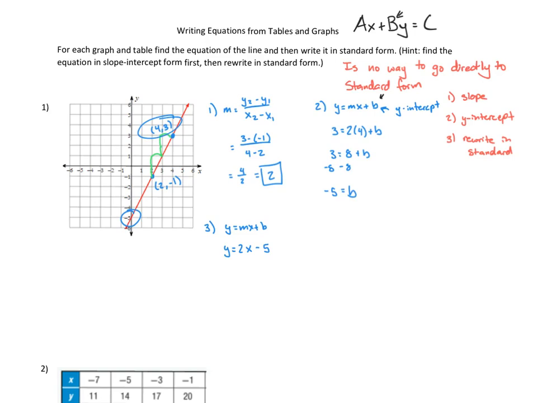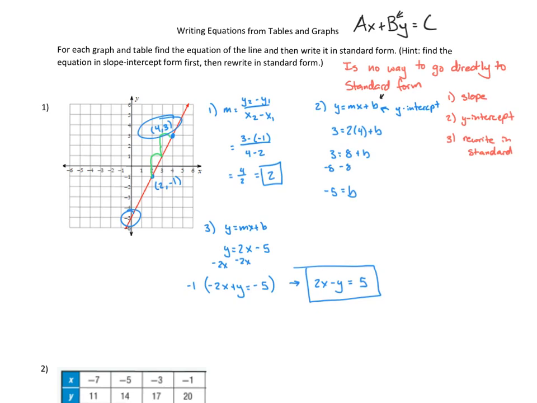Now that I have an equation of the line, I'm going to rewrite this in standard. So I have minus 2x, negative 2x plus y is equal to negative 5. I need a to be positive, sorry. So I'm going to multiply the whole equation by negative 1, which is going to get me 2x minus y is equal to 5. And this is the equation of the line in standard form.